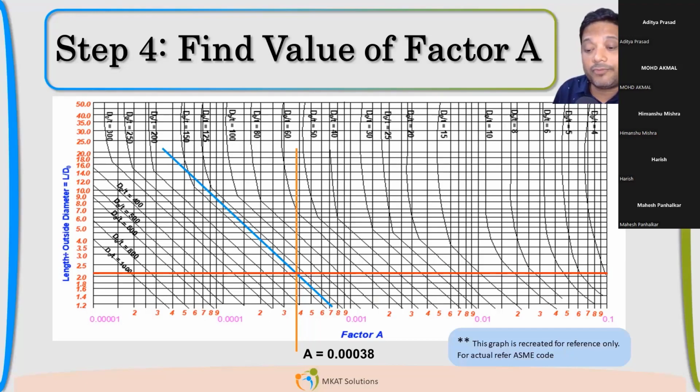Great. So now once we have got factor A, tell me where I should go. Once I have found factor A by using Section 2 Part D Subpart 3, what should be my next step?